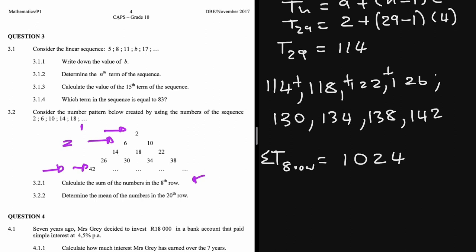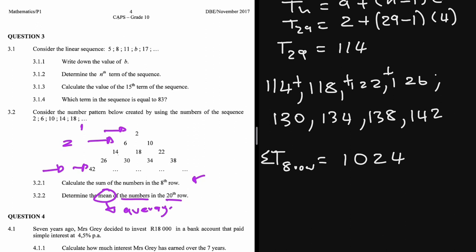Okay, so now the last question says determine the mean of the numbers in the 20th row. So now remember, when you talk about the mean, this simply means the average. But now we are talking about the average of the numbers in the 20th row. So we have to do the very same thing.